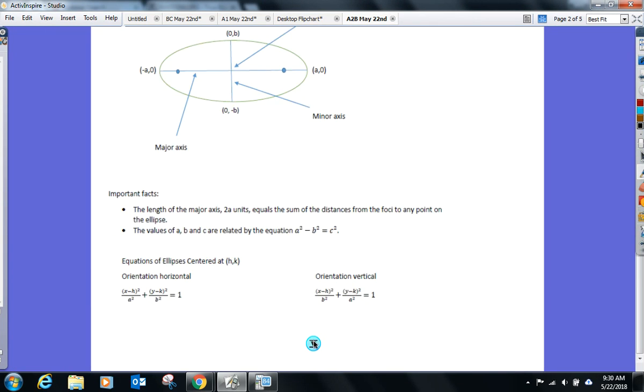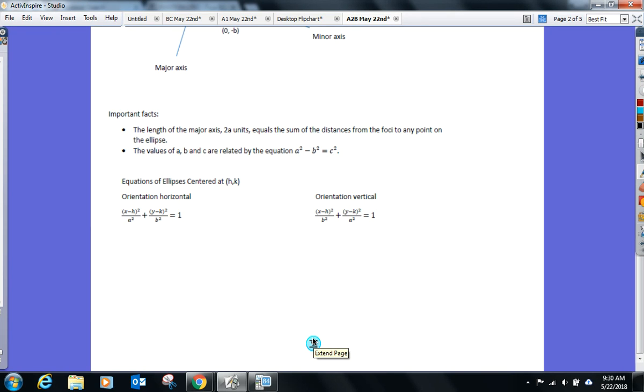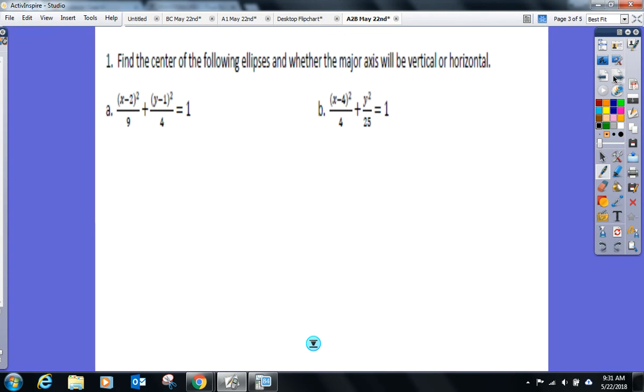I am not going to go through any of this with you. If you would like to read it on your own, that's fine. I don't think it'll do us any good. I think it'll do us much better if we just get right into hardcore questions. All right, here are the equations, with horizontal orientation and vertical orientation. I'll get into that in a second. Let's go right to it, ladies and gentlemen.